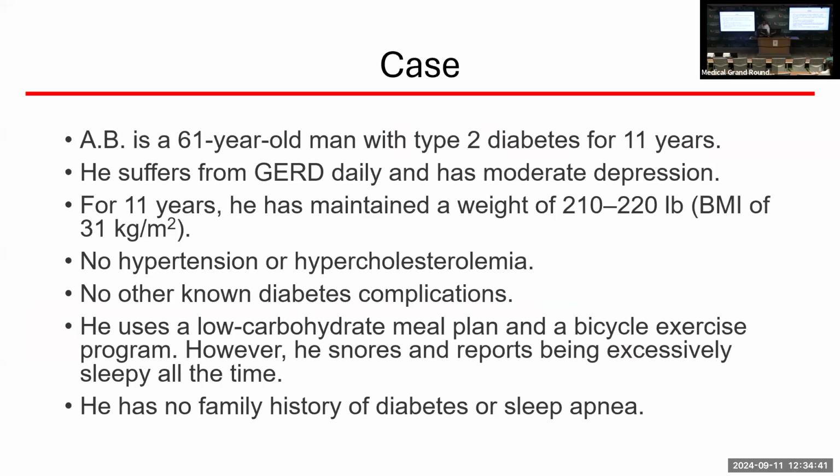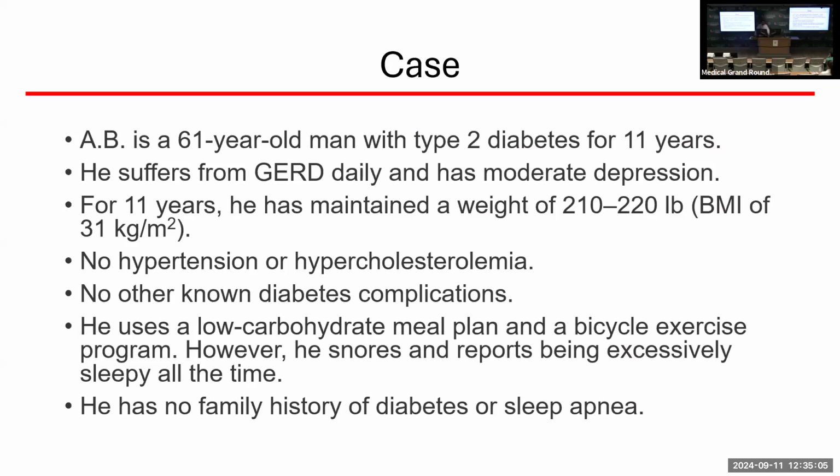last 11 years. He suffers from symptoms of gastroesophageal reflux daily. He also has moderate depression. And for the last 11 years, he has been maintaining a weight of somewhere between 210 and 220 pounds. His current BMI is 31 kilograms per meter squared. There's no history of essential hypertension or dyslipidemia. There are no other known complications of diabetes mellitus.